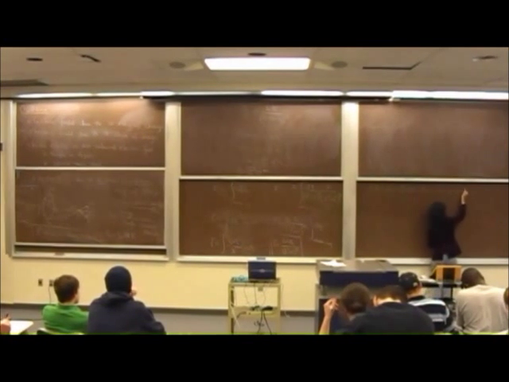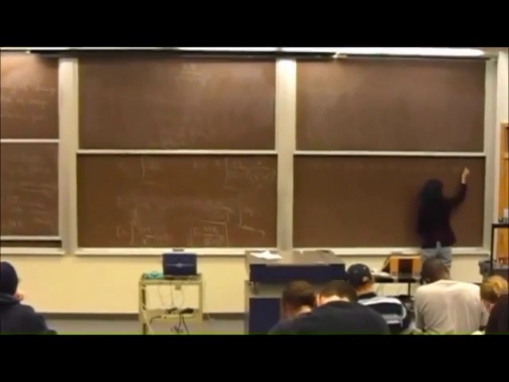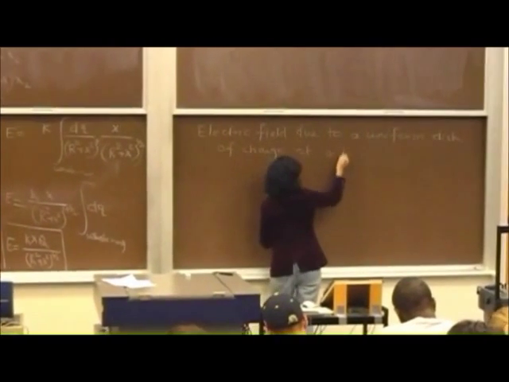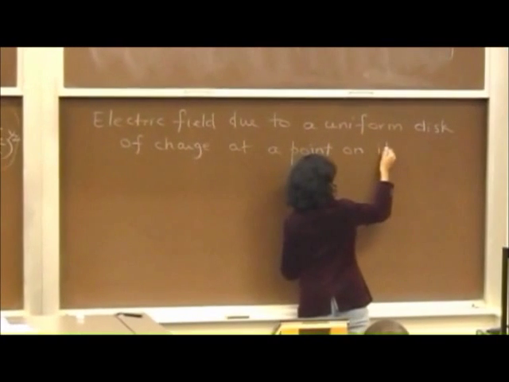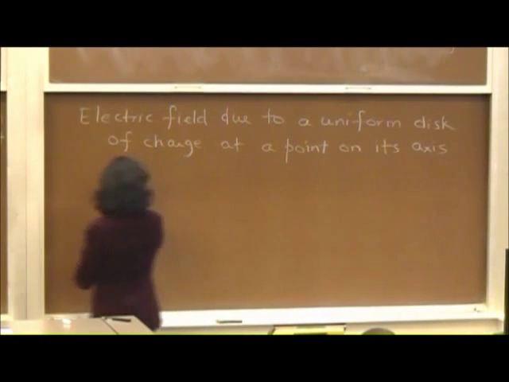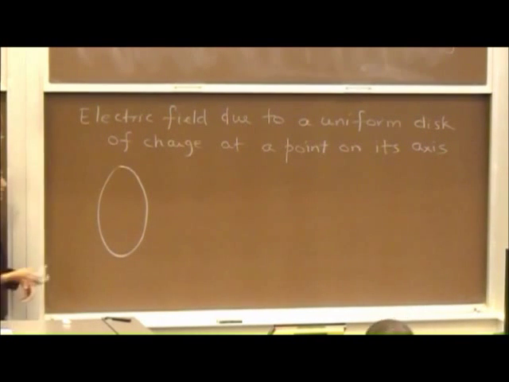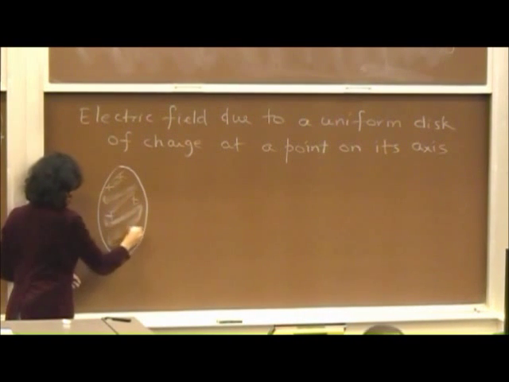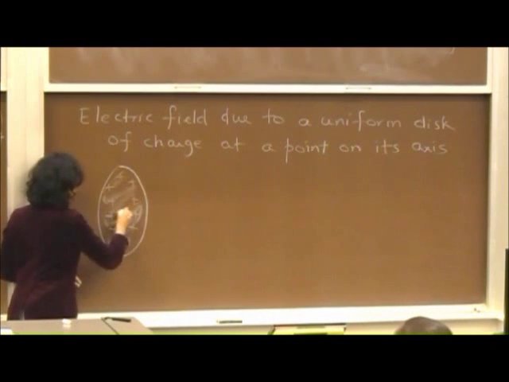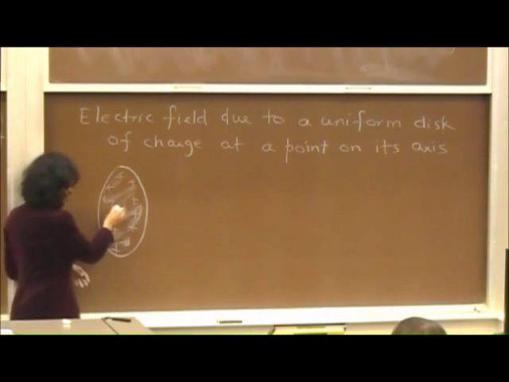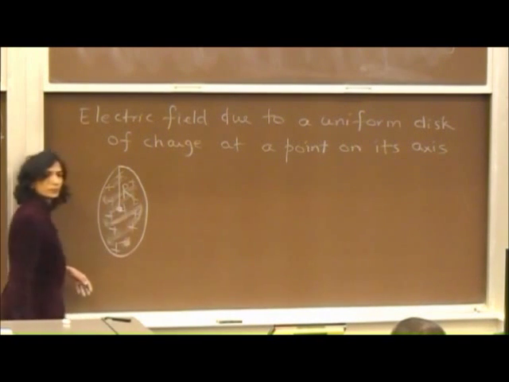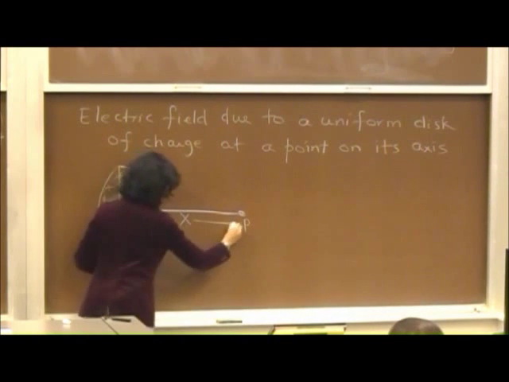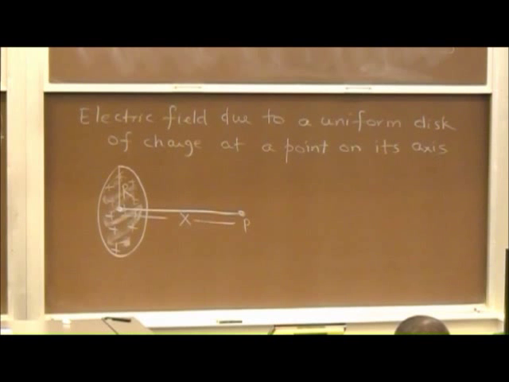So now we are going to find the electric field due to a uniform disk of charge at a point on its axis. So here is my disk. This whole thing now has charge, right? And let's say this is positive charge, and it's uniformly distributed everywhere on this disk. Let's say that the radius of this disk is capital R. We have to find the electric field at some point P, which is at a distance x away from this disk, right?